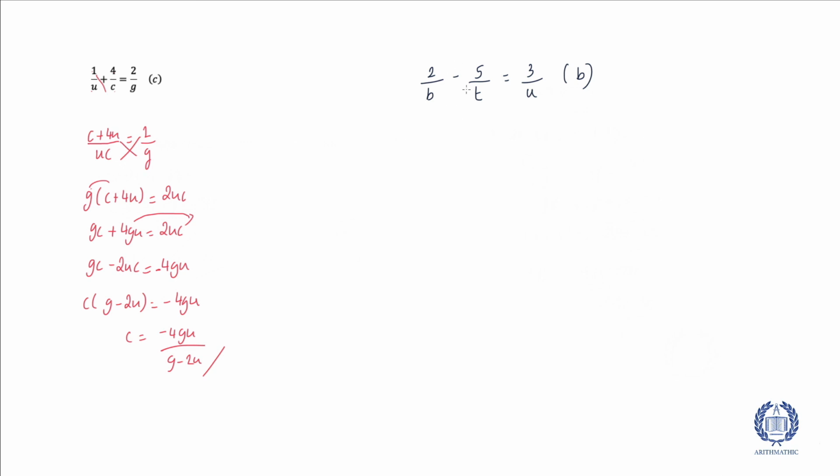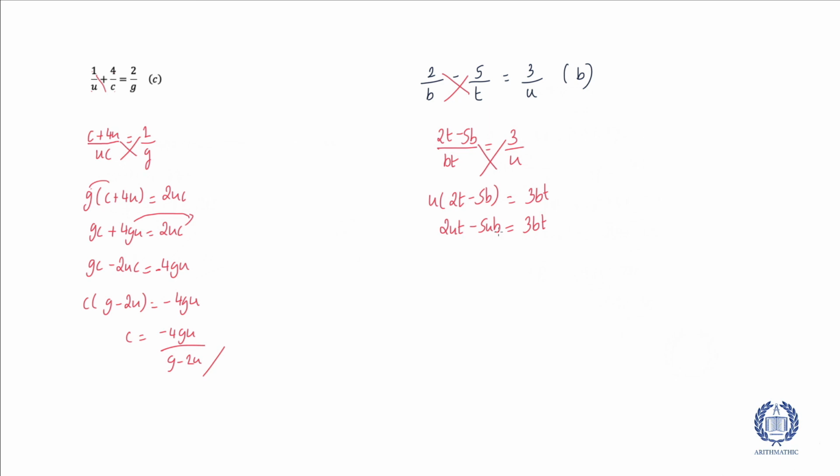Right, so what we're going to do, we're going to first find the lowest common multiple. So that's going to be bt, right, between b and t, and then cross multiply. So that's going to be 2t minus 5b is equal to 3 over u. And if you remember, cross multiply now. So u times 2t minus 5b is equal to 3 times bt, which is 3bt. Expand this, 2ut, u times minus 5b, minus 5ub is equal to 3bt.